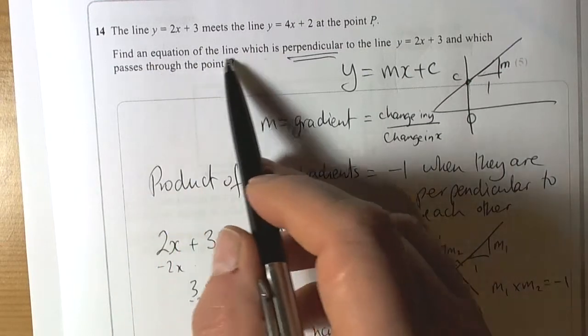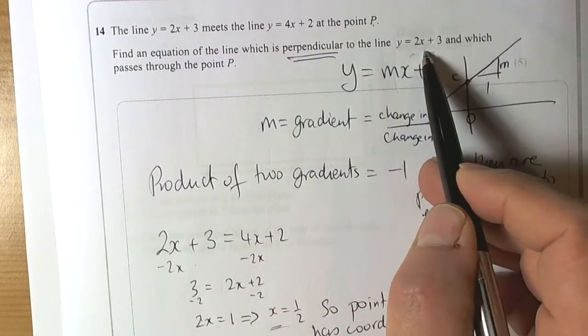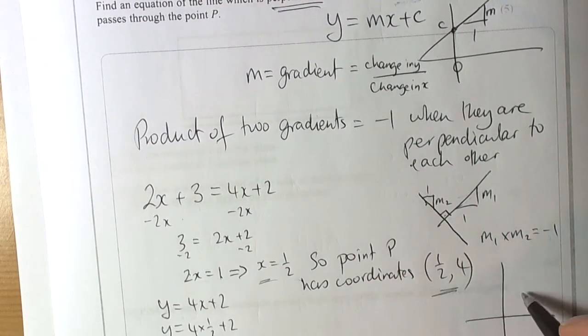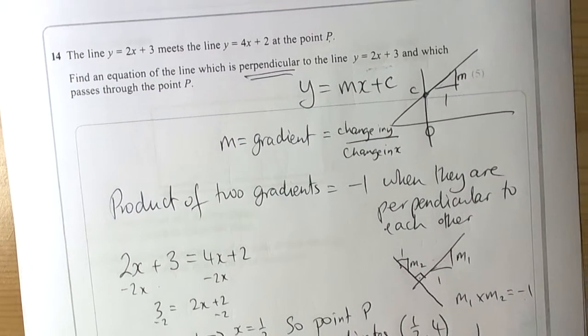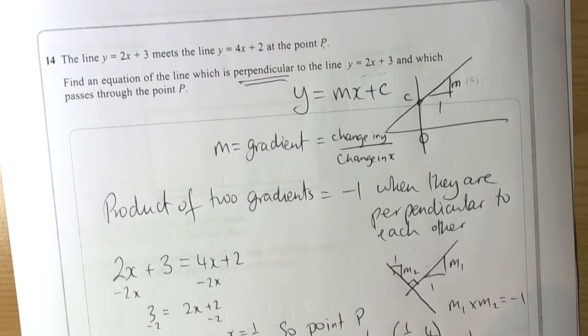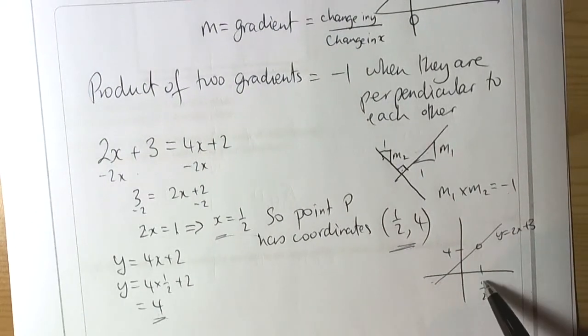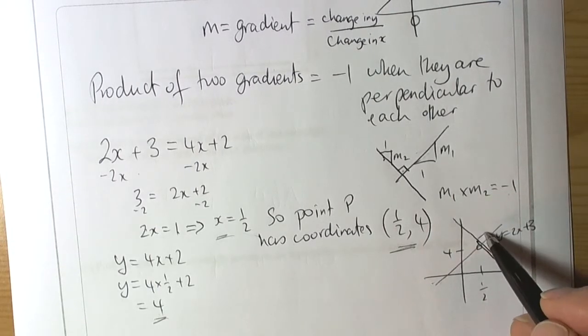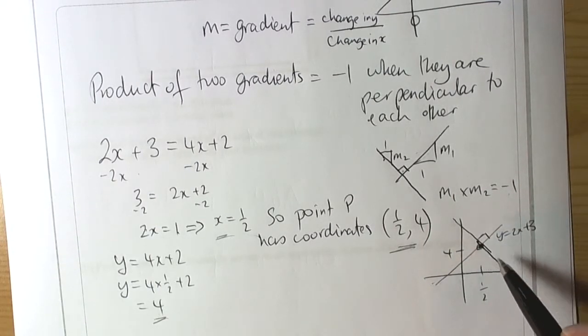It's asking us to find the equation of the line which is perpendicular to this one, which passes through the point P. So in other words, we've got this coordinate at a half, 4. We have 2x plus 3 goes through that coordinate. So that's the line y equals 2x plus 3. So we've got this line going through the coordinate of a half, 4. And they're basically saying that we've got a perpendicular one to this one. So we've got a perpendicular line going through that point, and we want to know its equation.